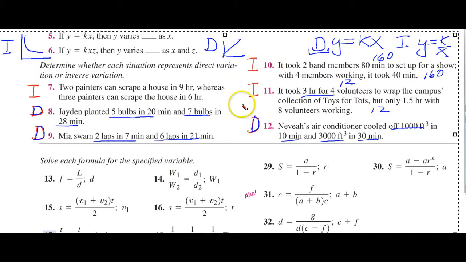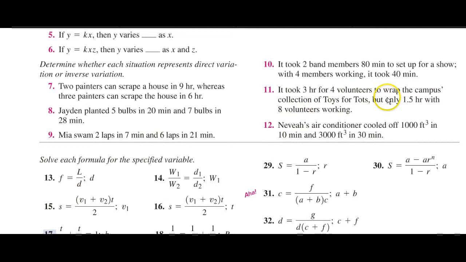So again, some of these are a little tricky, and hopefully thinking about it and looking at these examples will help to gain mastery. And I see I misspoke here. I meant to say 8 times this is 12. And we can also see it over here in example 7. 2 painters can scrape the house in 9 hours. The product of 2 times 9 is 18. 3 painters in 6 hours, 18. So again, inverse, inverse, inverse. And that'll wrap it up.